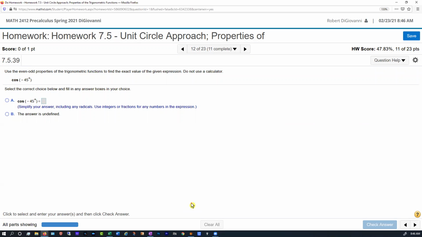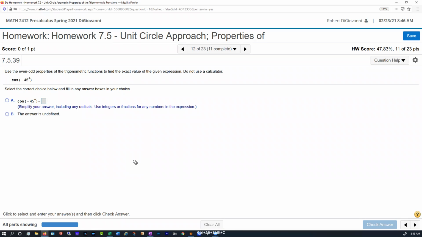All right. So use the even and odd properties. I have not covered this. So yeah, I had not covered this. So let me see what it says. Use the even and odd properties to find the exact value of the given expression. Do not use a calculator. So yeah, I guess you could get the answer right now.